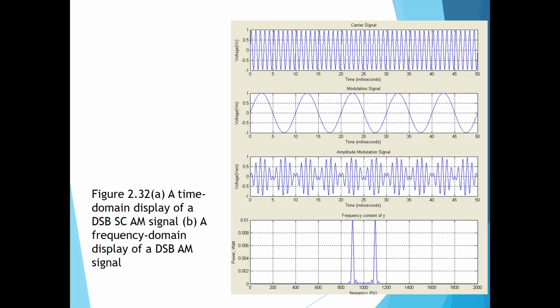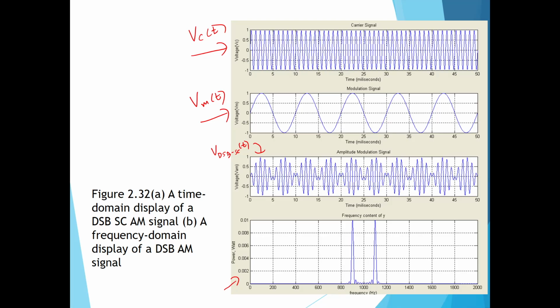So you see that the first graph here is the carrier, which is the VCT, and then this one is VMT, and here is VDSB SC. So this is the waveform, and then the last one is the amplitude spectrum. You see that the waveform is almost similar to the double sideband full carrier.